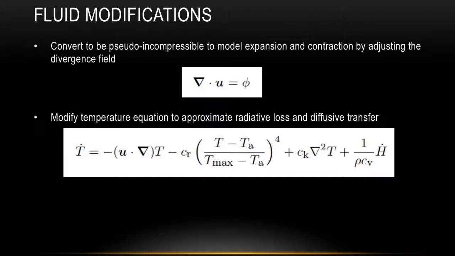Finally, the fluid is modified to only be incompressible when no particles are present. This allows for particles to influence the divergence field of the fluid, producing the rapid gas expansion effect seen in an explosion. The standard fluid temperature advection equation is also modified to include additional terms, which account for radiative heat loss into the environment and diffusive transfer of heat between the particles and the fluid.